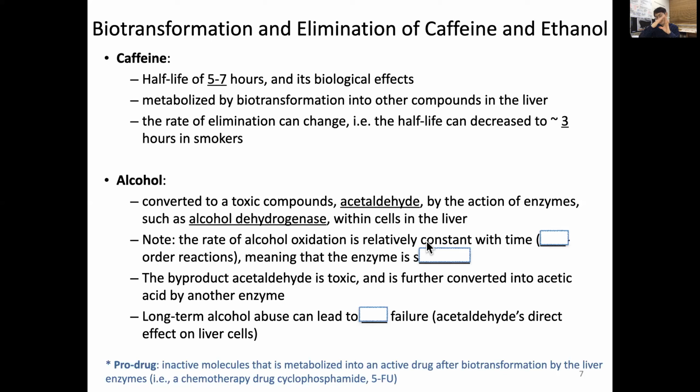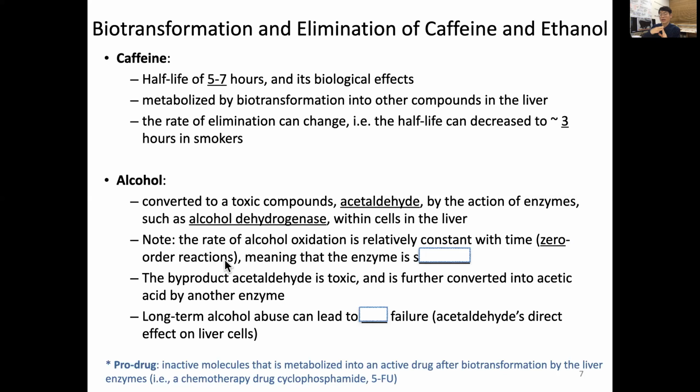What does that mean? It means that there are enzymes which metabolize this alcohol, but the rate is constant irrespective of the amount of alcohol. That means the amount of the enzyme might not be that much, so it's always saturated. It's just working at its high speed, but because of that, the rate of decrease of ethanol is constant. So we call that not first order kinetics, but zeroth order reactions.